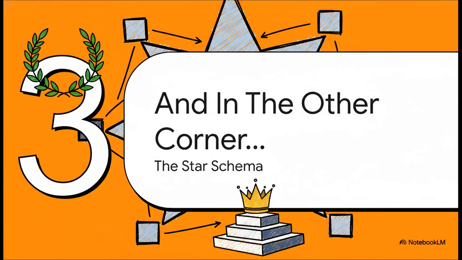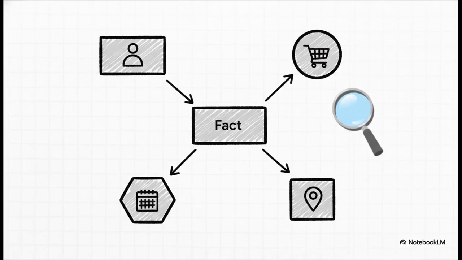Okay, now let's turn our attention to the other contender, the star schema. This is the classic, the elegant, the reigning champion of traditional data warehousing for literally decades. It's built on a foundation of pure logic and organization. So here's how this one works.